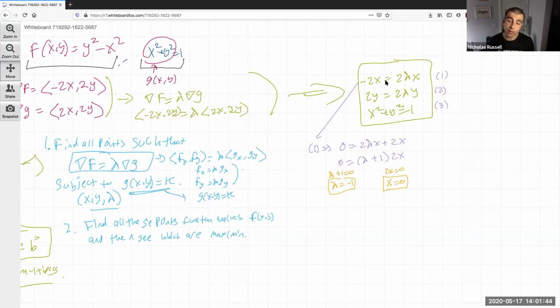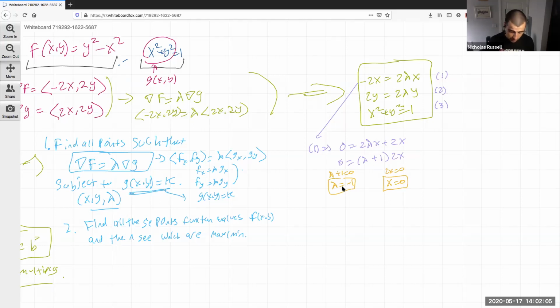Because what would that do? That would give me a negative 2x equals negative 2x, and that's true for all x. So that also makes sense. And so here I now have two roots. I know that these are the only two options. I can either have lambda being -1, or I could have x being 0. So let's tackle lambda equals -1 first.